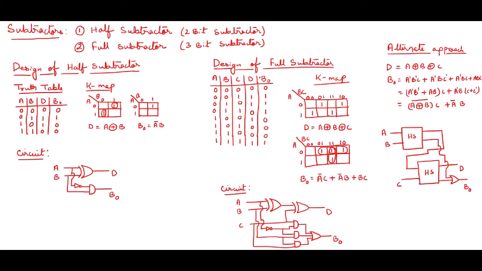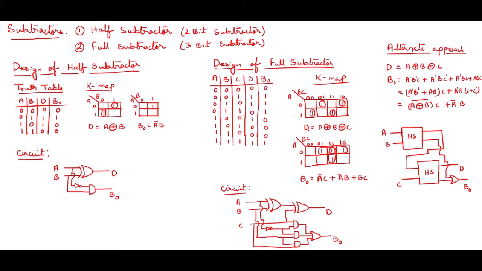Why? Because D depends upon 3 variables, that is A B C, and B0 also depends on 3 variables A B C. So I have taken a 3 variable K-map over here, and I place the data from this truth table over here. You can see all the ones are individual ones. Let it be this one or this one or this one, all are individual ones. And we have seen the same structure in full adder.